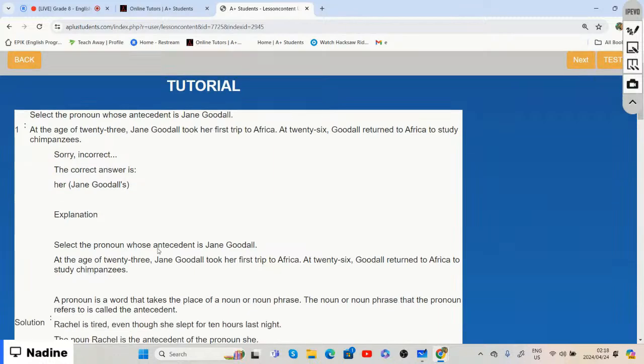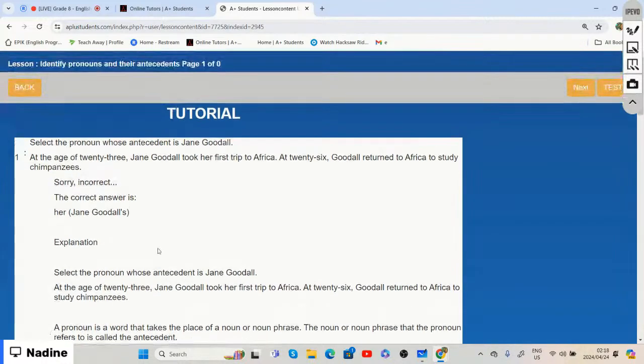All right. We are going to select the pronoun whose antecedent is Jane Goodall. It says, at the age of 23, Jane Goodall took her first trip to Africa. At 26, Goodall returned to Africa to study chimpanzees.